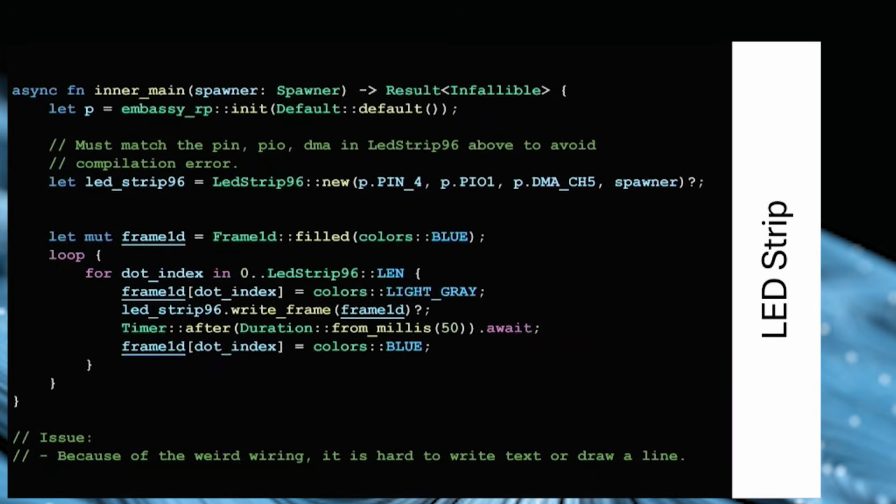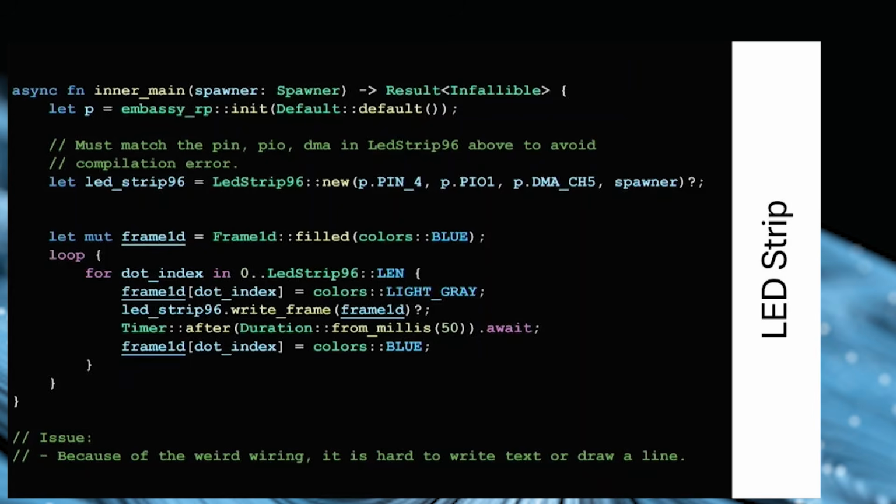So there's some more code here. We need to instantiate our LED strip 96 instance. We pass in pin 4, PIO 0, DMA channel 5. What happens if we messed up and we were still passing in, say, pin 1? It's fine. The compiler will catch the error for us. What we said when we declared LED strip 96 was that it needs to work with pin 4. If we then try to pass it any other pin, we'll get a compiler error.